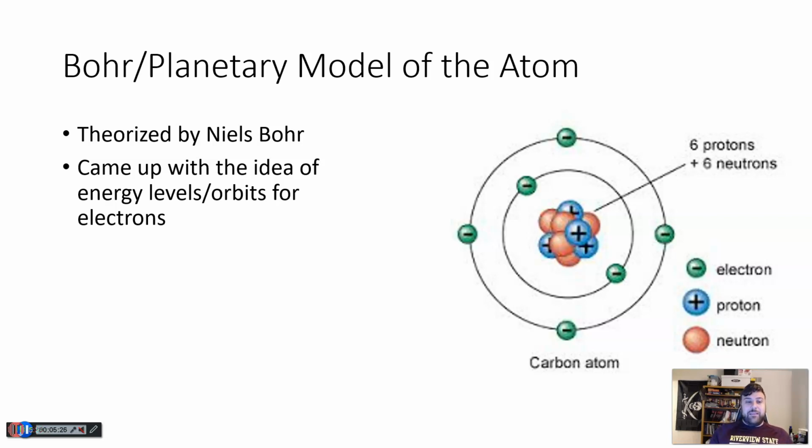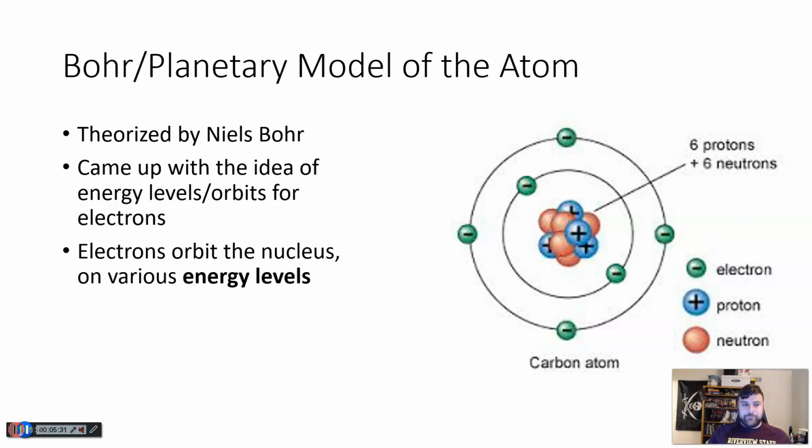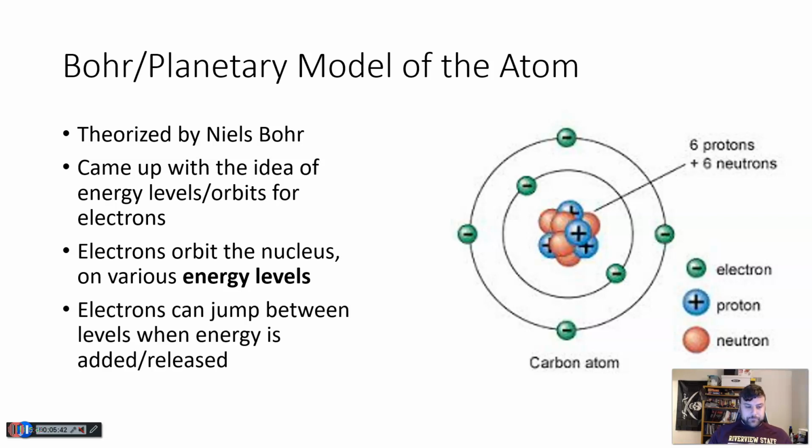So he came up with this idea for what we call energy levels, or orbits. His explanation was that the electrons have to orbit the nucleus, and they are in these very distinct energy levels. Electrons, he said, could jump from level to level depending on whether energy was either added, meaning that the electron would go up to the next level, or whether energy was released, in which case it would go down to a previous level.